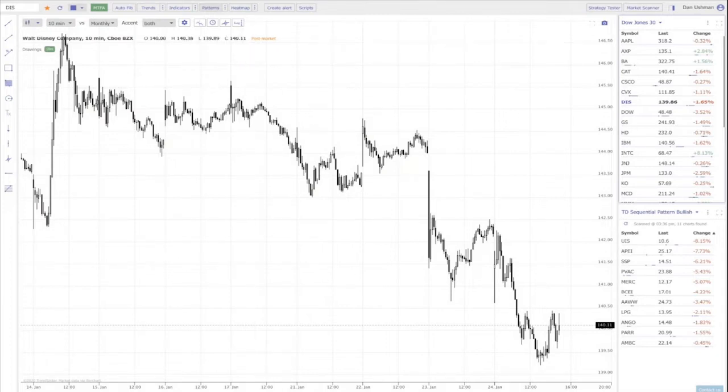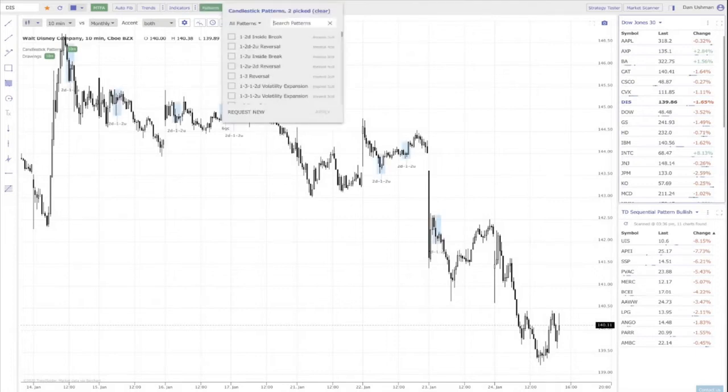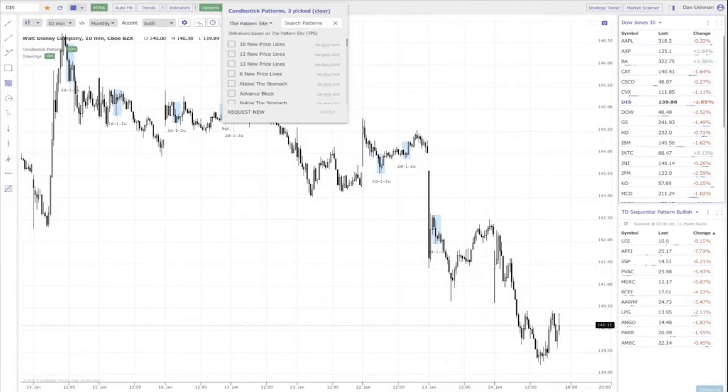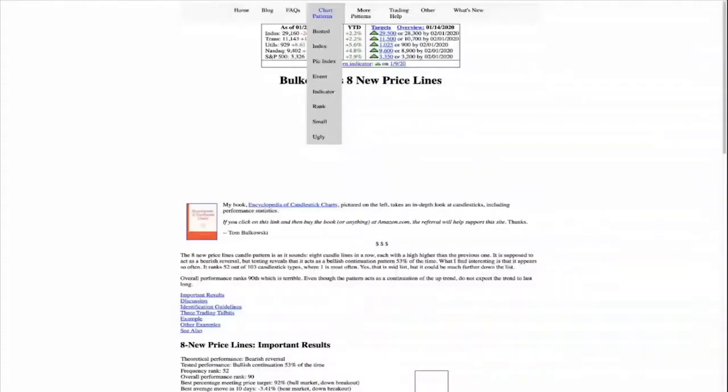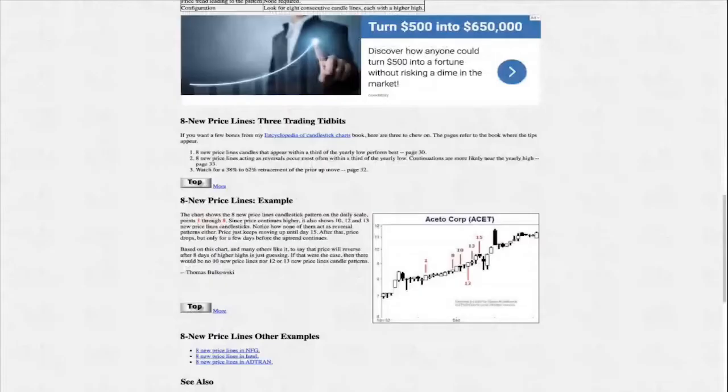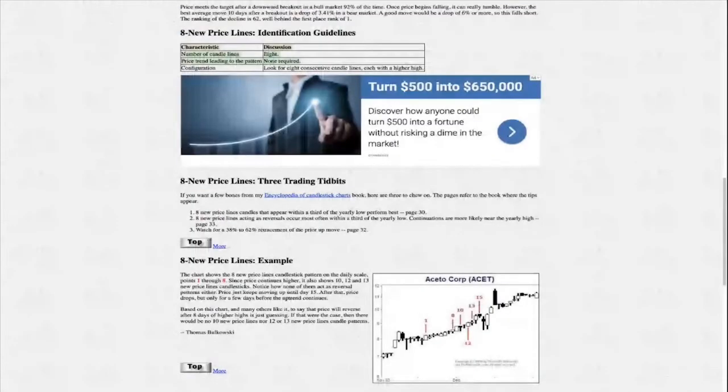We have pattern recognition. So the system can identify over 150 different candlestick formations, going from 1 to 9 different candles in a formation. They are both our definitions and definitions from websites on the internet, including the pattern site, which is a very popular site for these. And just note, there's a little docs link next to all of these. You can click that, and it'll take you to the page where the definition for that pattern came from. And you can see exactly how that pattern is defined from the original author of that pattern.